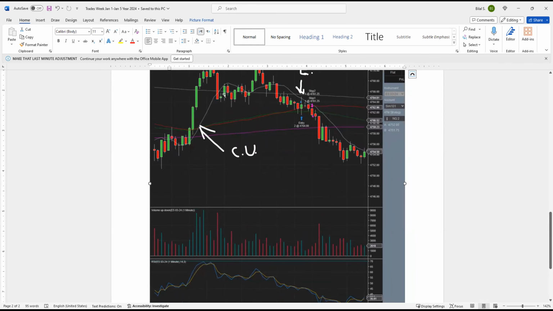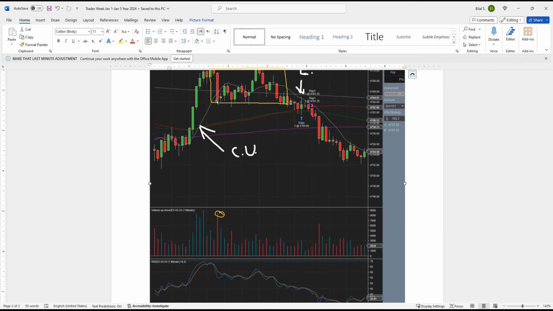See, like this, you would have started your consolidation zone once it tops out, whenever the top out candle happens. That's your consolidation zone. So look at this big red bar. That's telling you that the sellers are in.